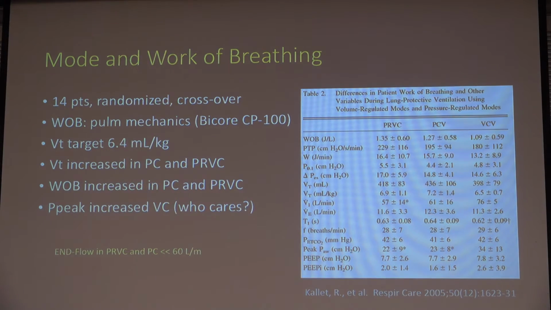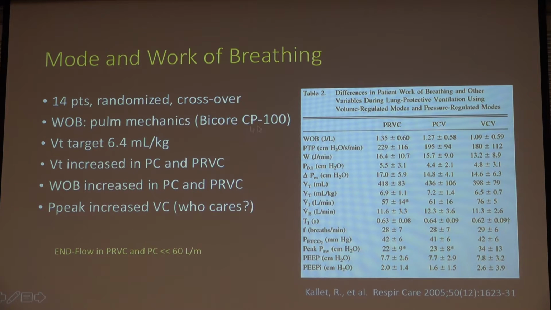A little bit more about work of breathing and how your mode might affect your work of breathing. This was a study 13 years ago now that looked at 14 patients, and they were randomized to be put on all three modes: PRVC, pressure control ventilation, and volume control ventilation in random order, but each patient went through all three of them. And they measured work of breathing through pulmonary mechanics and found that work of breathing was actually lowest in volume control ventilation, compared to either pressure control or PRVC.